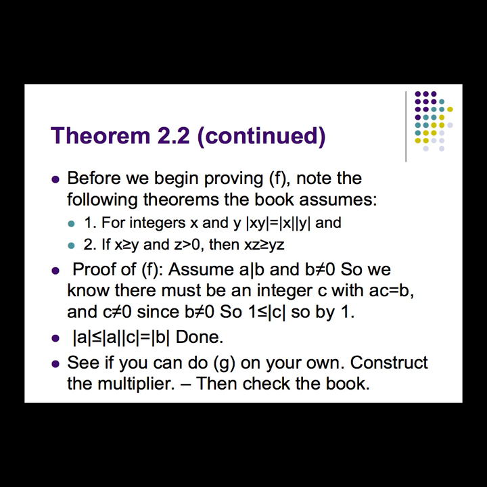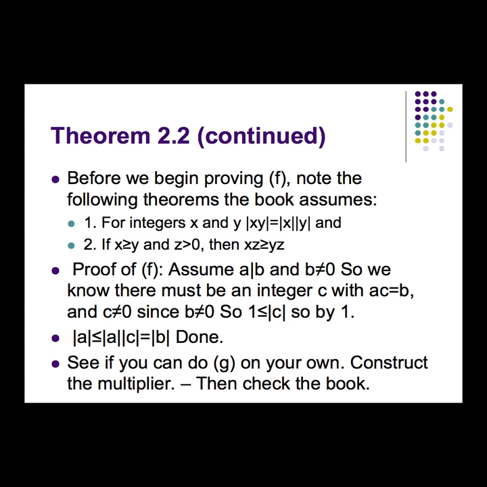So anyway, now we're ready to talk about the proof of part F of Theorem 2.2. And the idea is that, again, we want to figure out what our assumption tells us. So we assume that A divides B, and that B is not 0. So we know there must be an integer C such that A times C equals B. And in this case, we know C cannot be 0. And the reason C can't be 0 is because B isn't 0. That is, if C were 0, then A times C would be 0. And since A times C equals B, that can't be. So C is not 0. So C is an integer which is not 0.